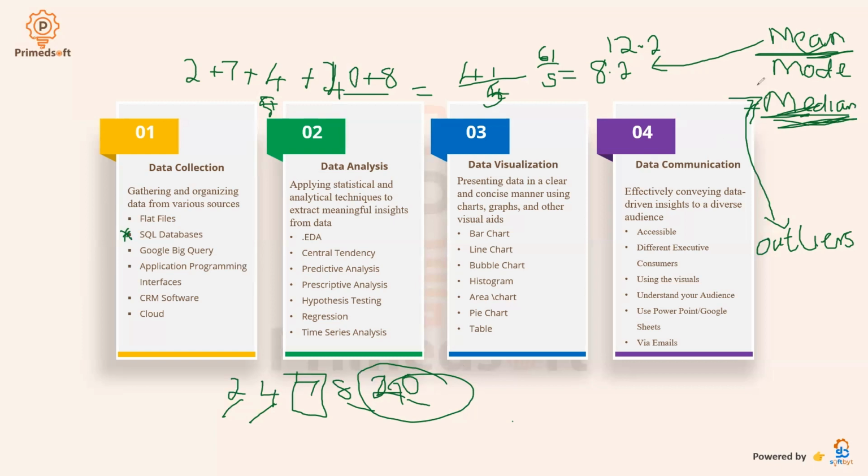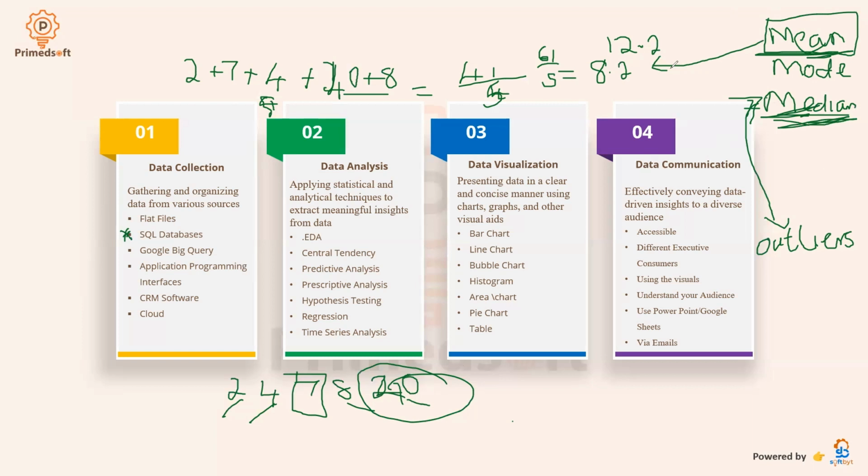Now, it doesn't mean you cannot use this for average. No, you can still use it for average. But when there is an outlier, either you remove the outlier and do your calculation, or when you do your calculation with mean, you take note that there is an outlier.